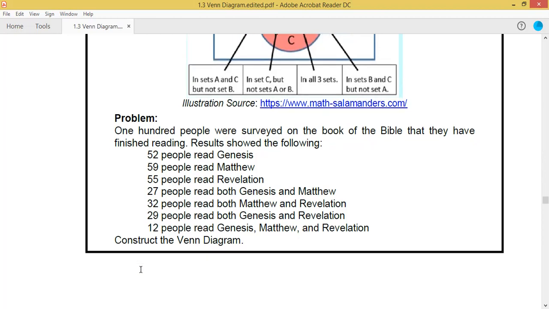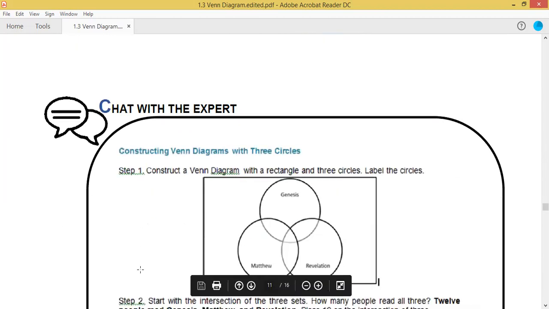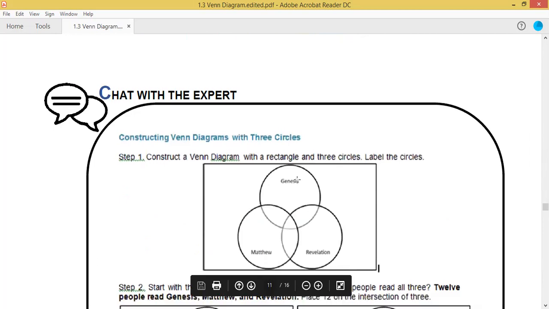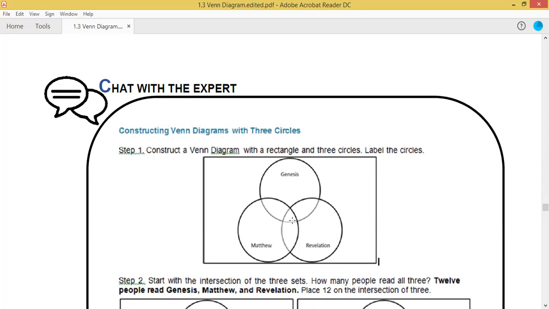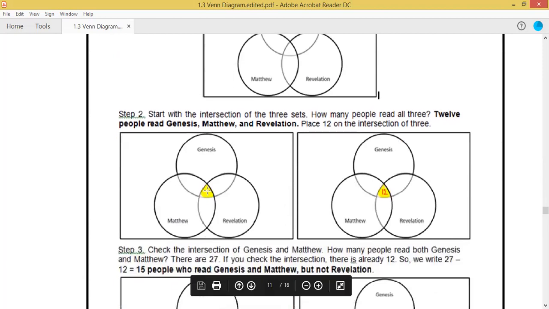We need to draw the universal set, the box, with the three circles that represent the sets: one for Genesis, one for Matthew, and one for Revelation. The technique is you start at the intersection of the three. How many read Genesis, Matthew, and Revelation? There are 12. So we write 12 at the middle part. So here, at this area, we write 12.